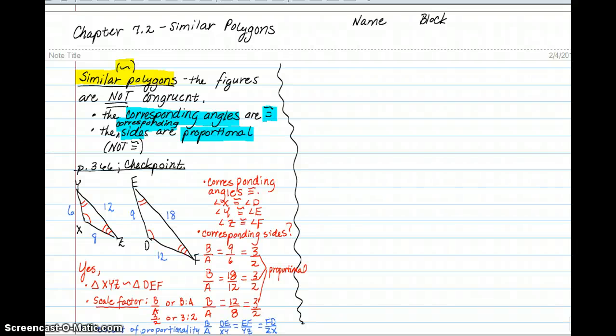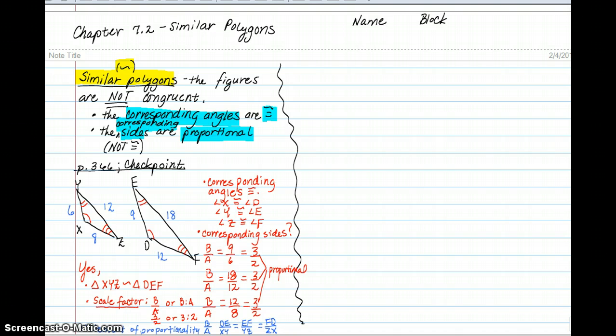This is chapter 7.2, similar polygons. Similar polygons, please notice the symbol for similar. It's like the topmost part of a congruent symbol. It's like a little wavy line. Similar polygons are figures that are not congruent.